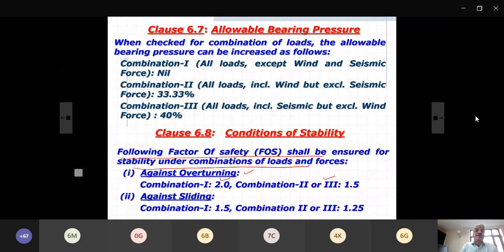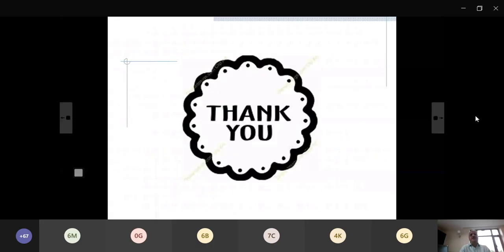And when you are considering sliding, normally for open foundations you check, in addition to bearing capacity, against overturning or sliding, that they should not overturn or slide. So for overturning, this factor of safety, and against sliding, for combination 1, factor of safety 1.5, and for combination 2 or 3, you can take 1.25. These are the factors of safety for various conditions of stability. So this is the combination of loads. When you take it, you give some relief in your bearing capacity by taking the probabilistic consideration.